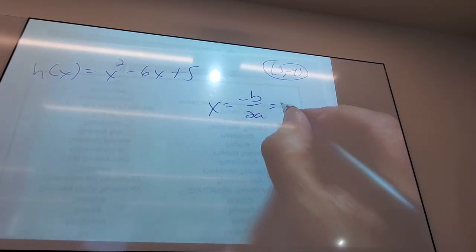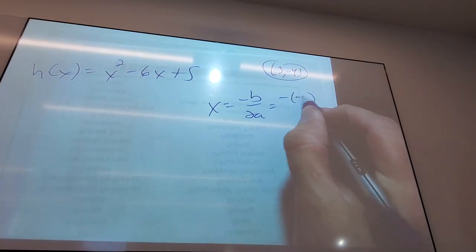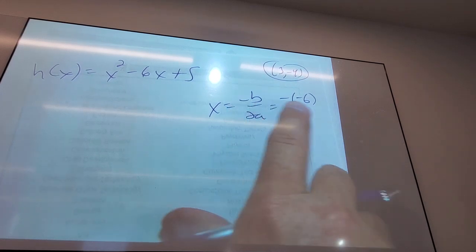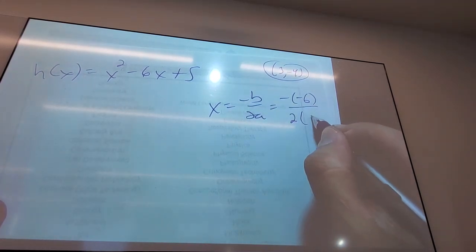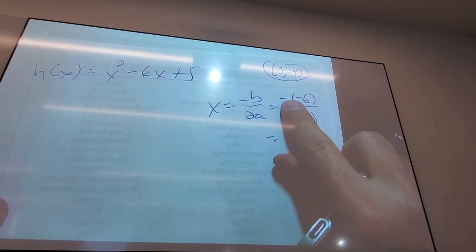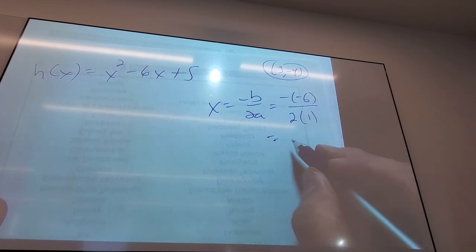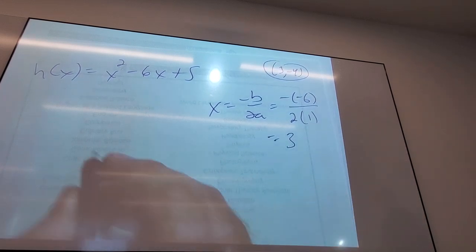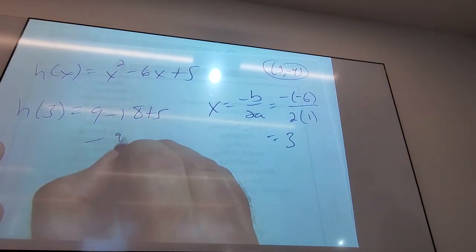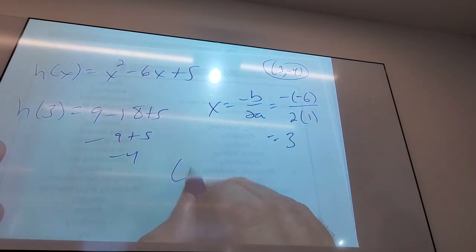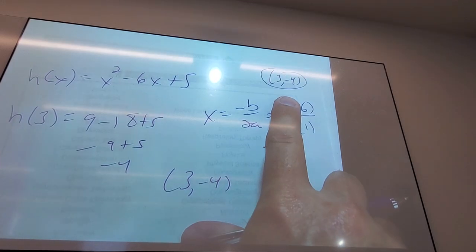What's b? Notice how there's a negative in the equation, and then b is a negative. And what's a? 1. Negative b is 6, divided by 2 is 3. And then if I plug that in, I get the y piece. So I got (3, -4), which is the same thing we got before, yes?